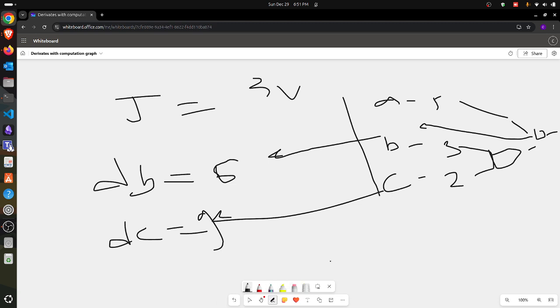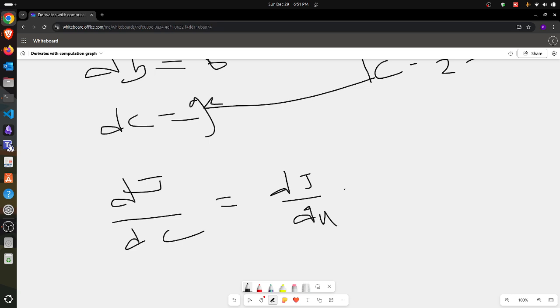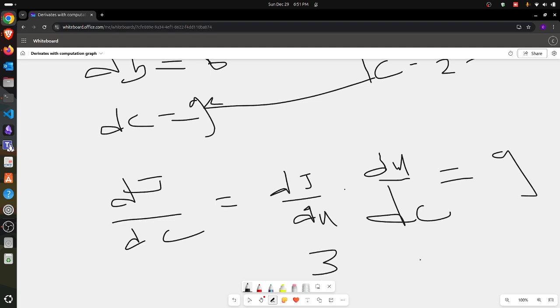We used the chain rule. So what we did when we got 9, I'll try to explain here. dj by dc is going to be, we are just using the chain rule again and again, and that is making our life easier. So try to get the intuition of the chain rule, and that will be good to have as a concept. So this is 3, and this is also 3, so the answer is going to be 9. So that's how it is going to be.